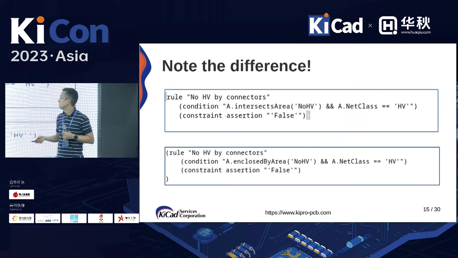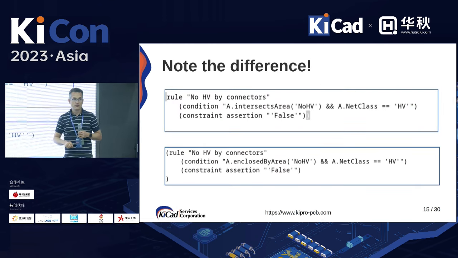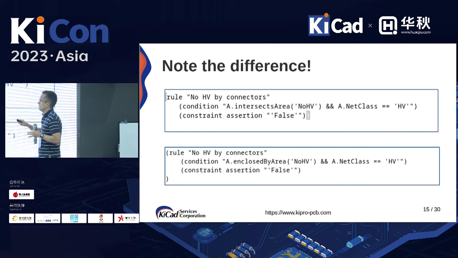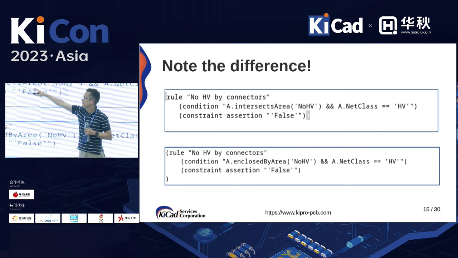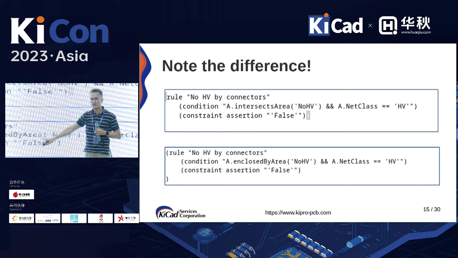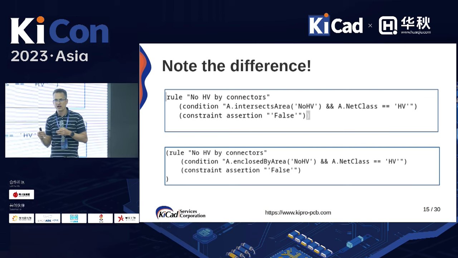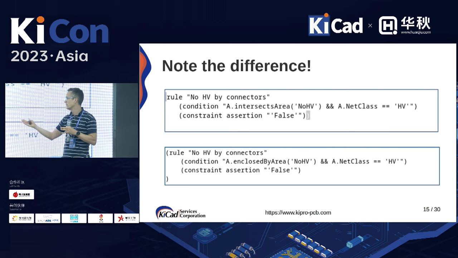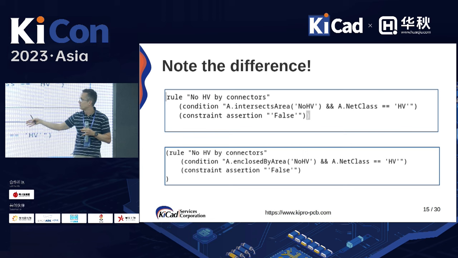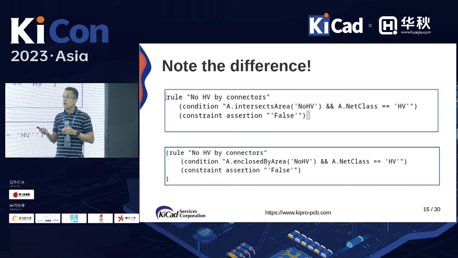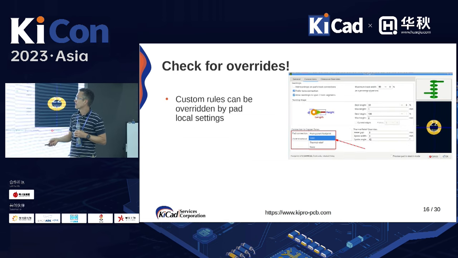Now, there we go. I've got two different rules here. This is kind of like one of those spot the difference puzzles. We have two different things here. The difference here is we have intersects area in this one, and this one's enclosed by area. Two different types of ways of interacting with that area. If you want to make sure it's all the way inside the area, enclosed by area is your command that you want. Intersects area is anything that even touches. Anything that even touches. And with footprints, that means any object in the footprint that intersects with the area is going to end up being true for this constraint.